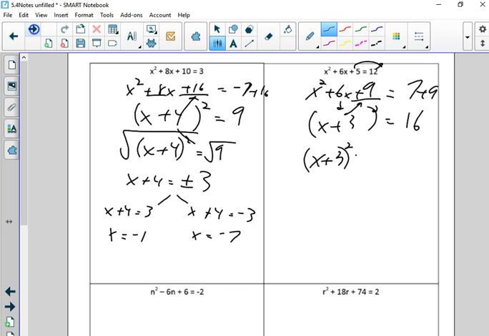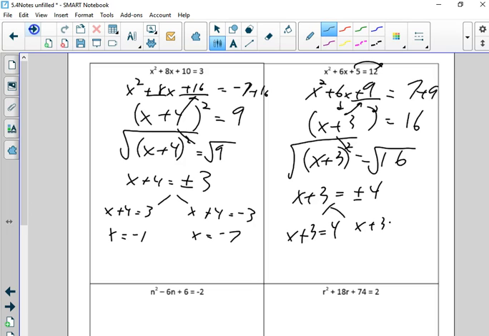X plus 3 squared equals 16. I'm just rewriting it so we don't have too much going on. I'm square rooting to get rid of that 2 there, to cancel that squaring of the parentheses. That gives me x plus 3 on this side. On the right side, 16 square root of that is 4. But we can't forget the plus minus, which we now break down into two problems. X plus 3 equals 4. X plus 3 equals negative 4. Subtract 3, x is 1. Subtract 3, x is negative 7.